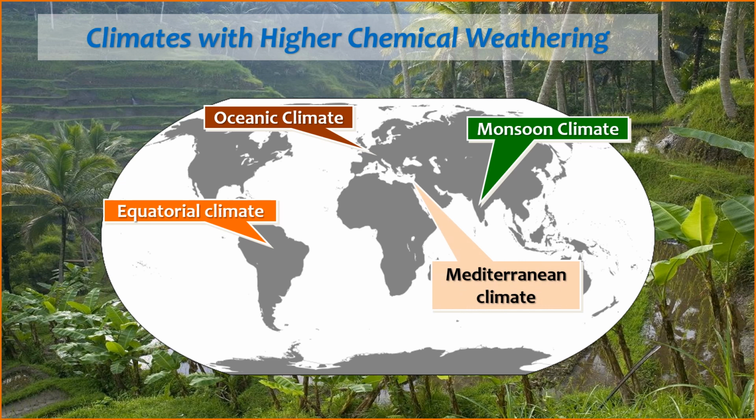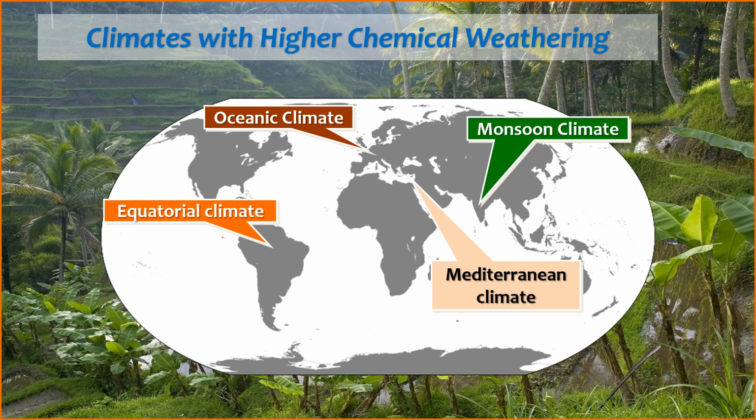Chemical weathering can be influenced by climatic conditions, and certain climates are associated with higher rates of chemical weathering. Here are some climate-related factors that contribute to higher chemical weathering. 1. Warm and humid climates. Chemical weathering tends to be more pronounced in warm and humid climates. The presence of moisture and higher temperatures accelerates chemical reactions. In these climates, rainfall is often more acidic due to the dissolution of carbon dioxide, which further enhances weathering.